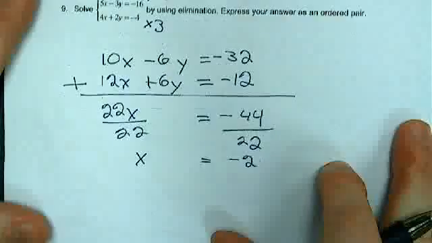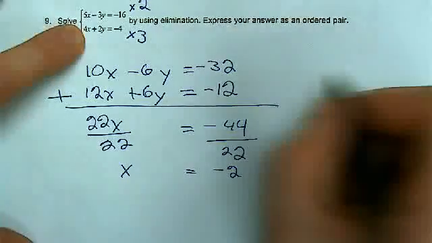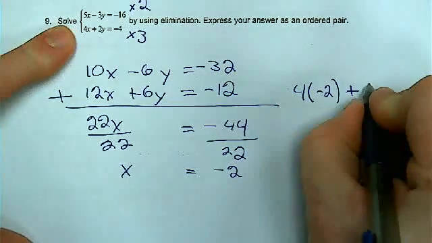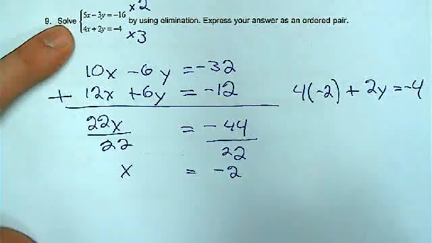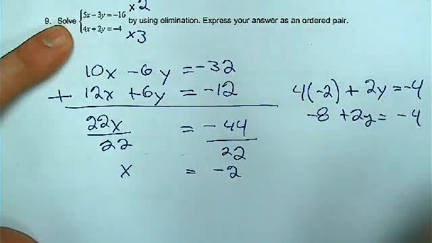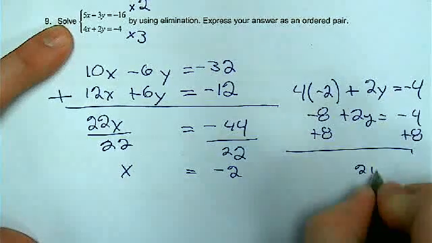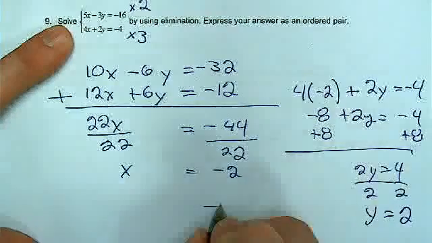Now, the work of elimination generally is in the substitute. I'll take the bottom equation, plug in 4 times negative 2 plus 2y is equal to negative 4. Negative 8 plus 2y is equal to negative 4. Add 8 to both sides. 2y is equal to 4. Divide both sides by 2. y is 2. My final answer, negative 2, 2.